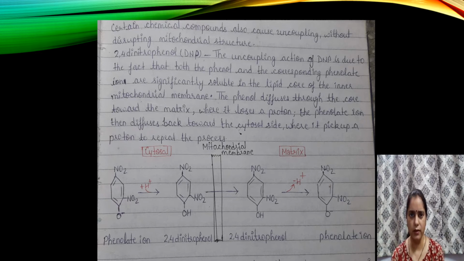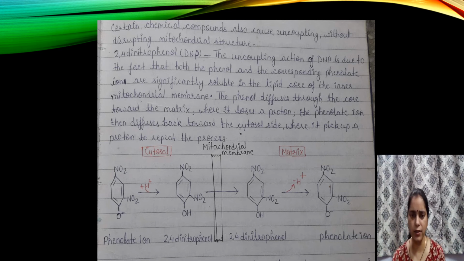One example of an uncoupler is 2,4-dinitrophenol. The uncoupling action of 2,4-dinitrophenol is due to the fact that both the phenol and the corresponding phenolate ion are significantly soluble in the lipid core of the inner mitochondrial membrane. That means they can easily pass through the inner mitochondrial membrane. The phenol diffuses through the core toward the matrix, where it loses a proton, and the phenolate ion then diffuses back toward the cytosol side, where it picks up a proton to repeat the process.